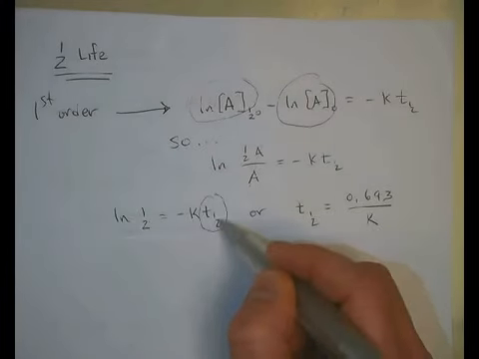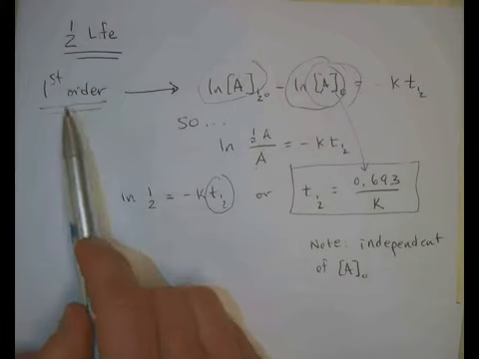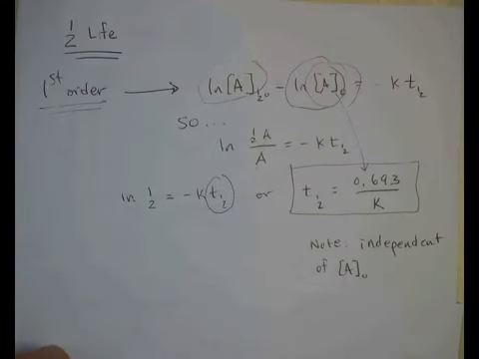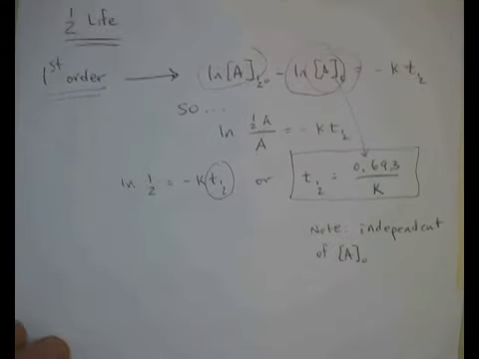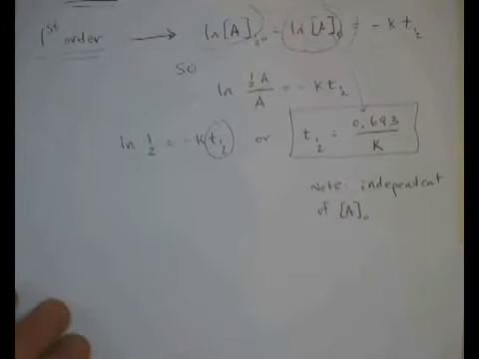Note that it's independent of the original concentration. Notice that A with the little 0, or A0, is not in the half-life equation. First order is unique in that way. A second or a third or a 0th order integrated rate law would not have that. It would be dependent on how much you started with. A first order reaction is independent of that original amount.